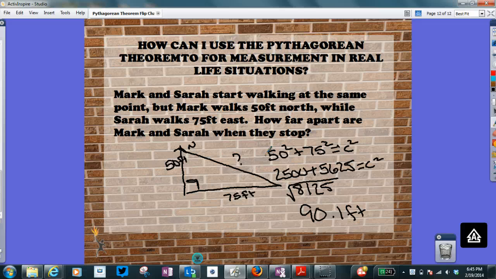pictures as you're given applications with the Pythagorean Theorem. And this is the tutorial. So once you've completed this, you need to go back to Schoology, go to the agenda, and look and see what your next assignment is and how we're going to be applying this.